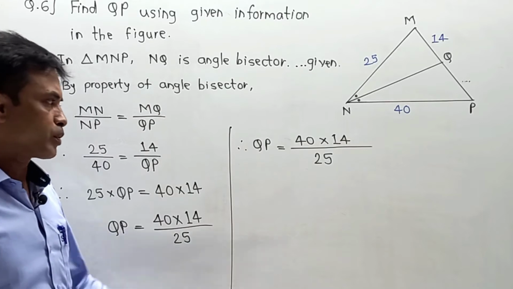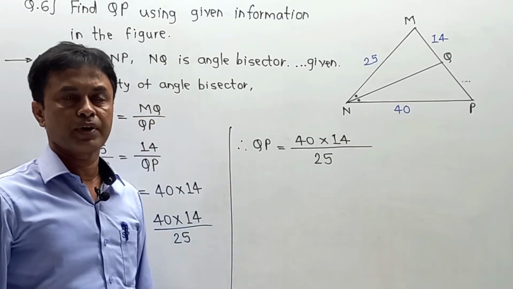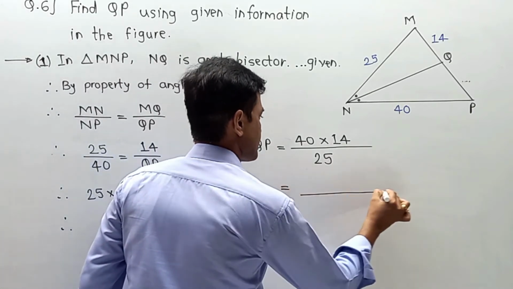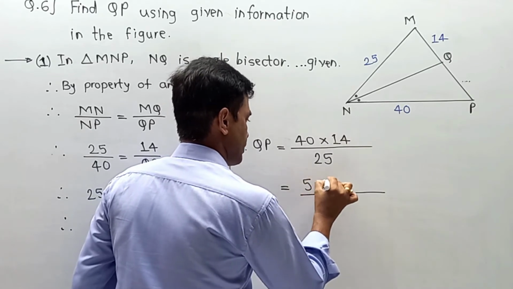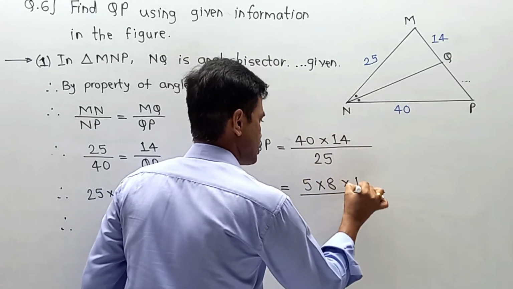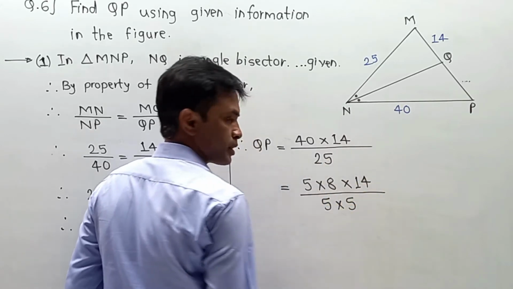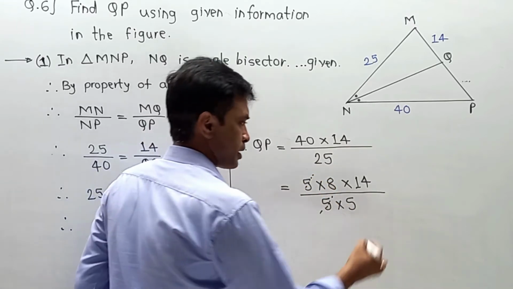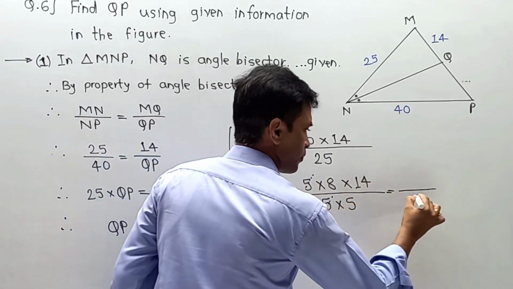Now here we are going to start a division. This number is divisible by 5, this number is also divisible by 5. So here 40 can be written as 5 into 8, into 14 as usual, divided by 25, which can be written as 5 into 5. So the first 5 gets cancelled with 5. Now the next simplification becomes 8 into 14 divided by 5.